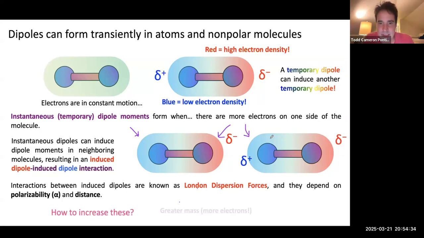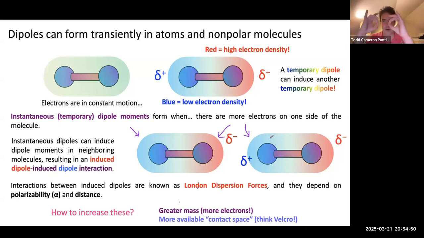How can you increase these? Generally speaking, greater mass. More mass means more electrons, and more electrons means you can have a greater partial negative versus partial positive. The other way is more available contact space. So basically more surface area. If you think of Velcro, if you have two Velcro balls, you can attach them together, but they're easy to pull apart. If you have two Velcro strips, stick them together, it takes a lot more to pull them apart. It's very similar with London dispersion forces.